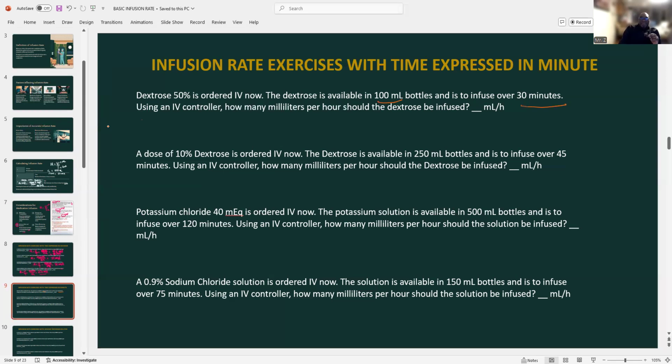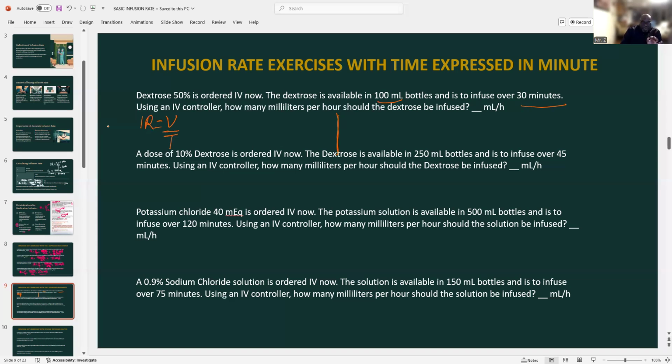Now, I'm going to show you two ways to solve that. But I want you to solve this the first way. The first way means what? As we learned, anytime I do infusion rate, it's volume over time. Anytime my time is in minutes, you need to convert that to hours. Pay attention. And the time in that formula is in the denominator.